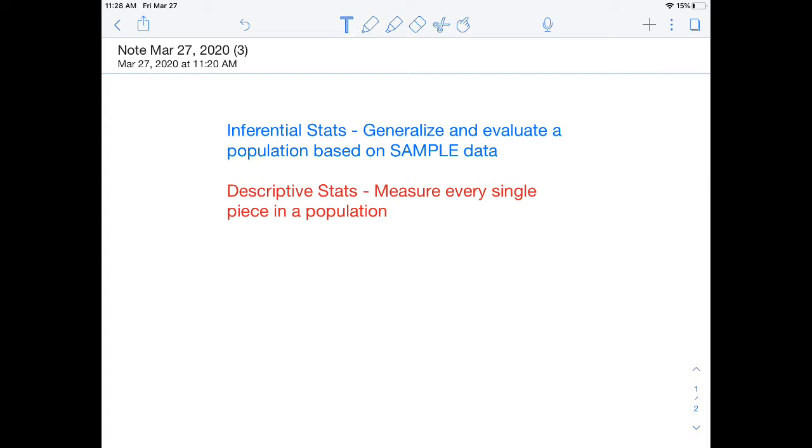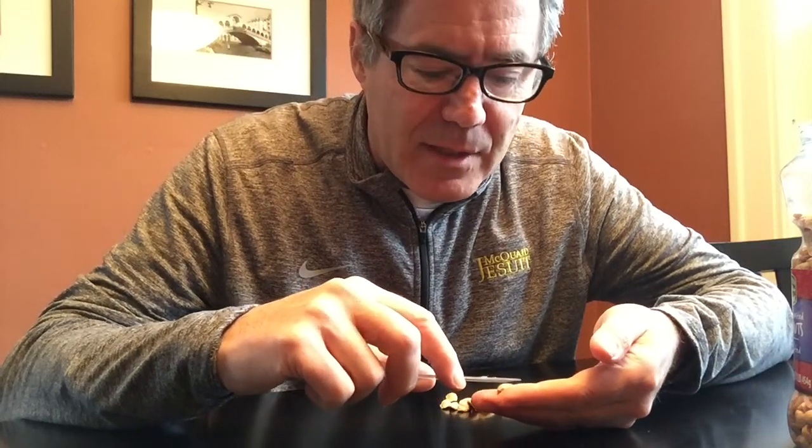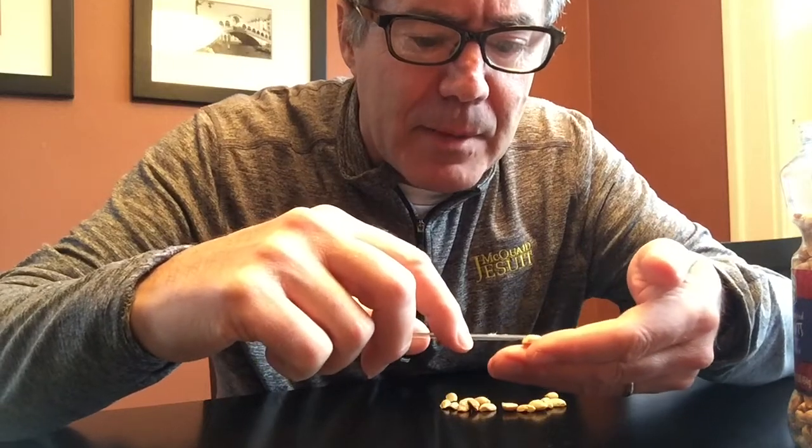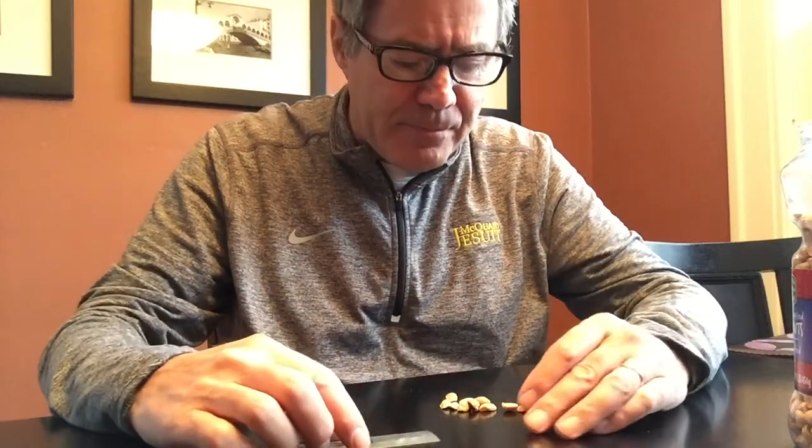Descriptive stats would mean, say I took this whole jar of peanuts, and my goal here is to find what is the range of peanut lengths. What do I mean by lengths? If I took this ruler and measured in millimeters the length of this peanut, I don't know if you can see that, it's about 16 millimeters. So descriptively, I could measure every single one of these peanuts.